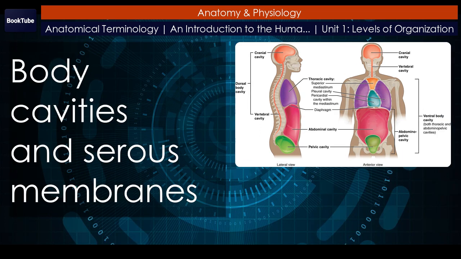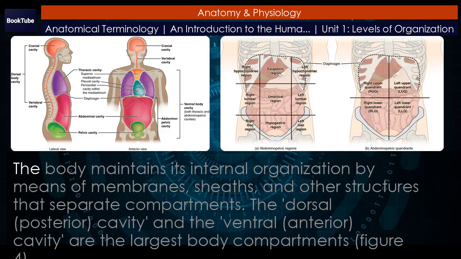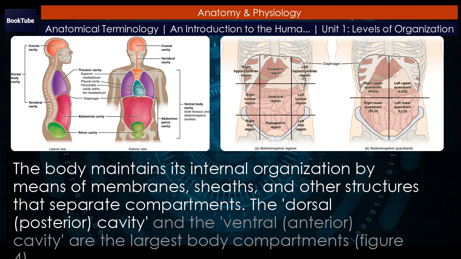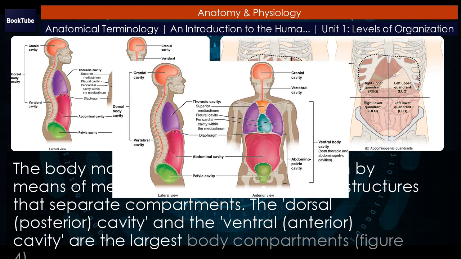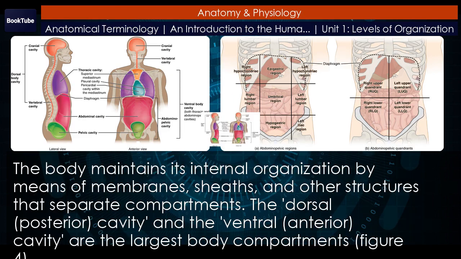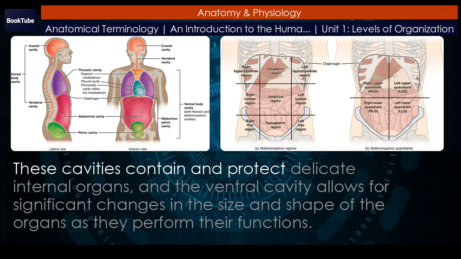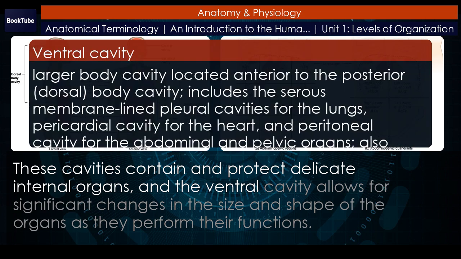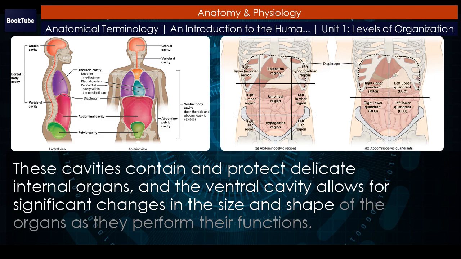Body cavities and serous membranes. The body maintains its internal organization by means of membranes, sheaths, and other structures that separate compartments. The dorsal (posterior) cavity and the ventral (anterior) cavity are the largest body compartments. Figure 4. These cavities contain and protect delicate internal organs, and the ventral cavity allows for significant changes in the size and shape of the organs as they perform their functions.